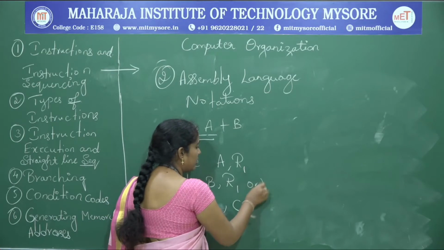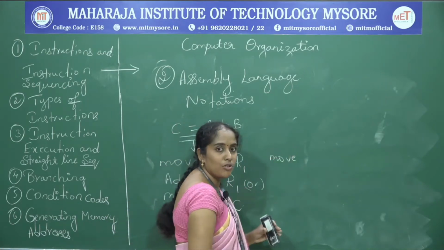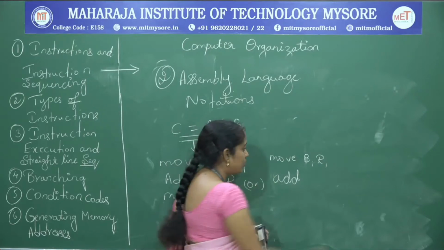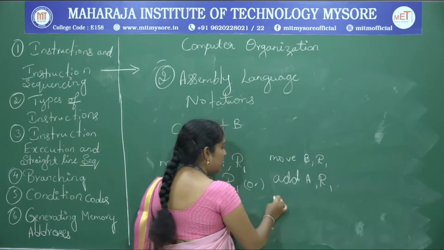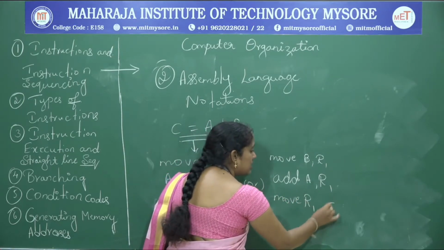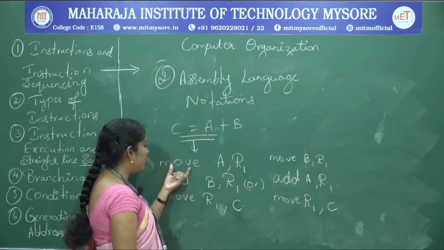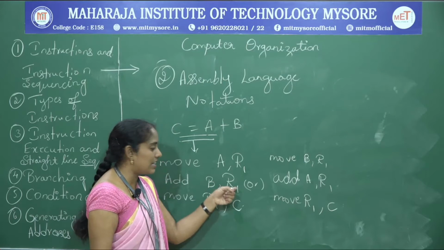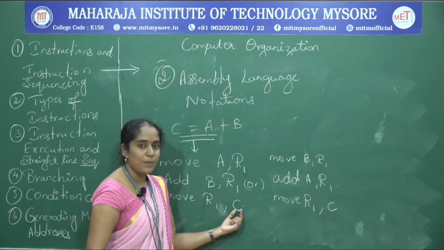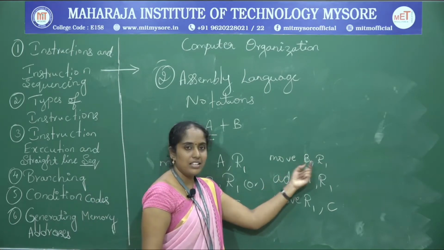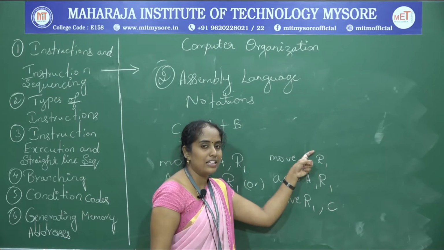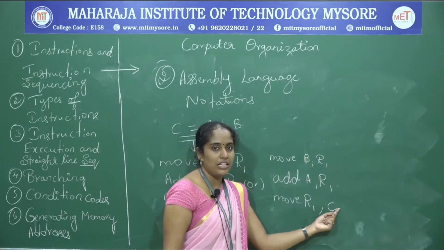Or else you can also write move B comma R1. Next is add A comma R1, and move R1 comma C. Both are correct, right? In the first, you move the content of A and store it in R1, add the content of B with the content of R1 and store the result in R1, and move R1 back to memory C. Here only this step is changed: move the content of B to R1 and add the content of A with R1, which contains the value B, then the result is stored in C.